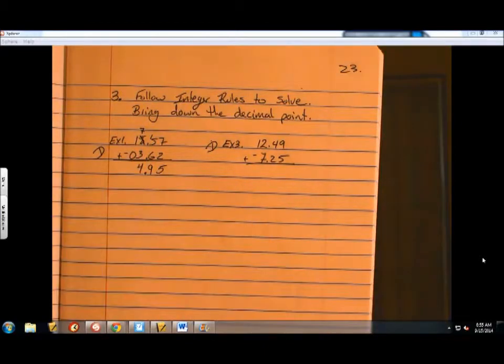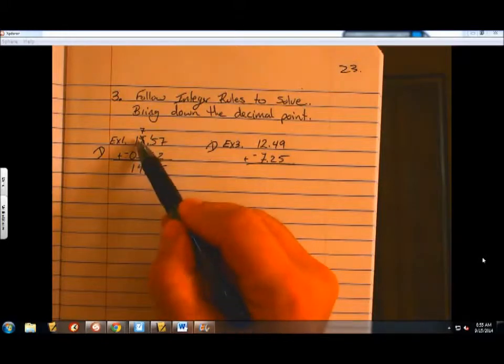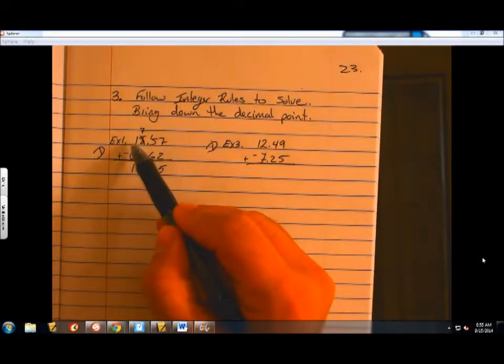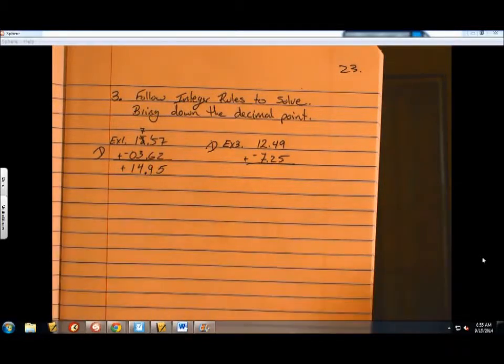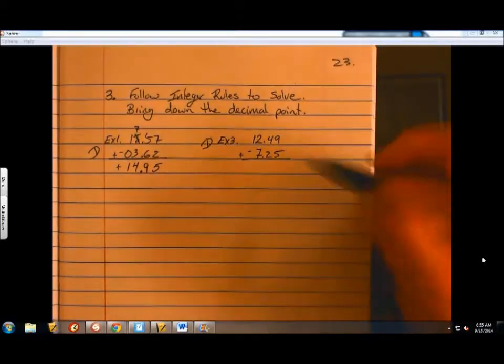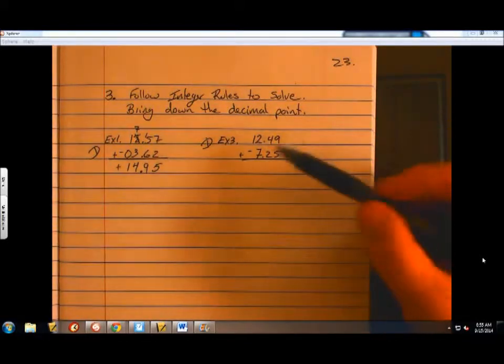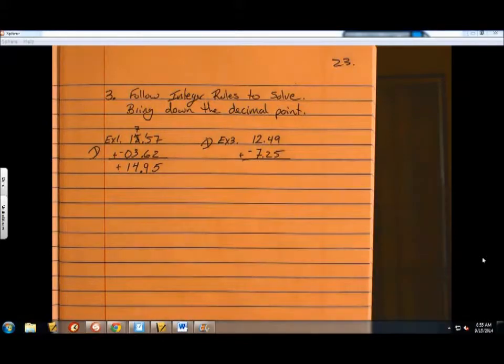Now if you notice, we have a positive and a negative, but bring down your 1. Almost forgot. But that top number is going to be our positive. It's going to be our larger number, so our answer is also positive. If we set it up right, our answer will always have the same sign as the top number. So it's a good way to remember that: the answer always has the sign of the top number.